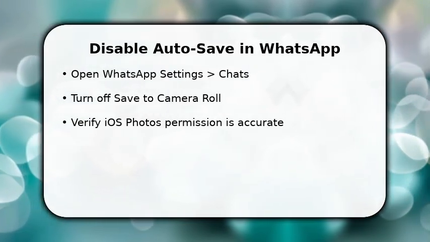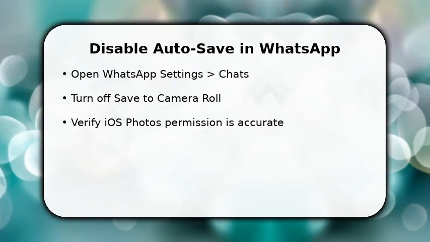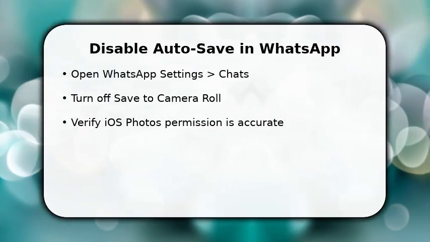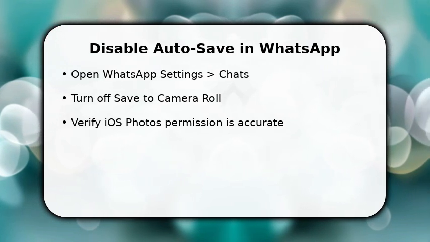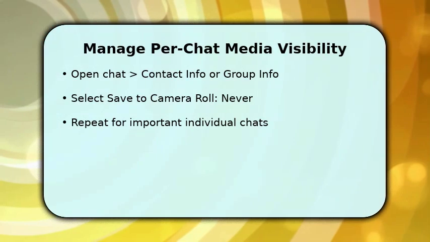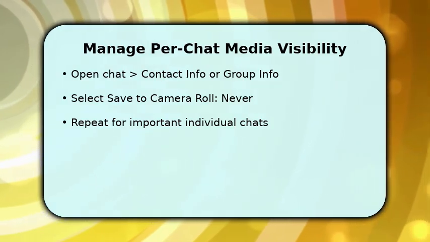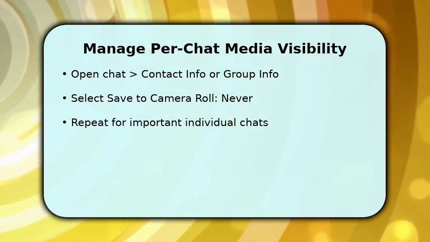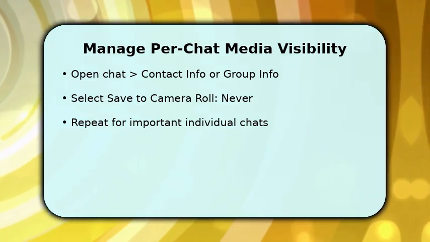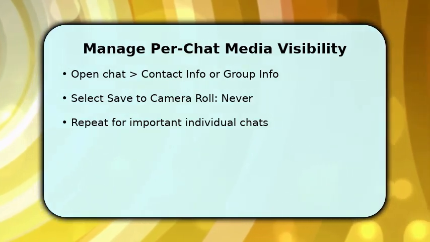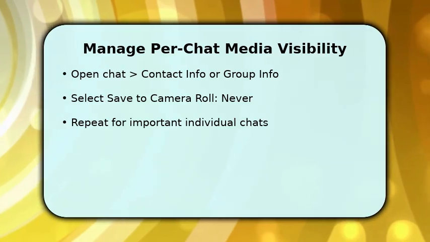If you use iCloud Photos, this step stops uploads from appearing in your main gallery, rather than just hiding them locally. Next, control media per chat so group photos don't flood your gallery. Open a chat, tap the contact or group name, then choose Save to Camera Roll and set it to Never. Do this for groups and any individual threads that send many images.